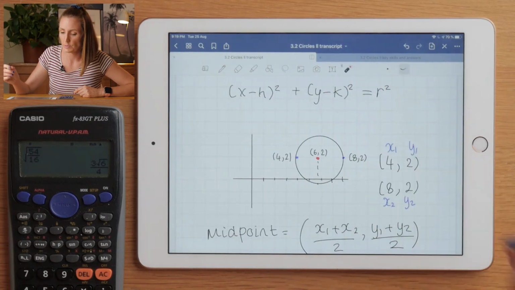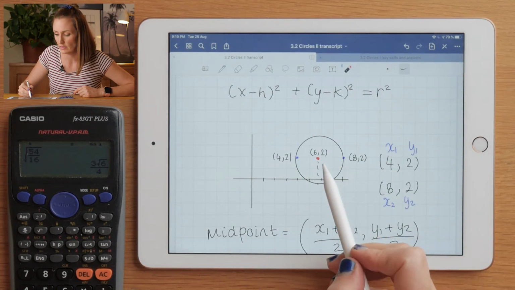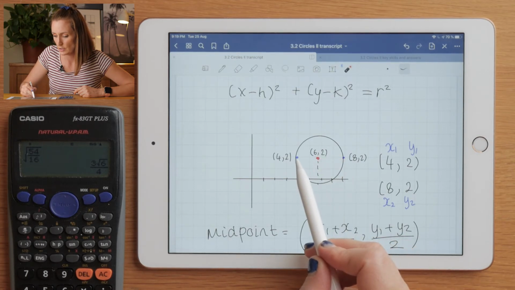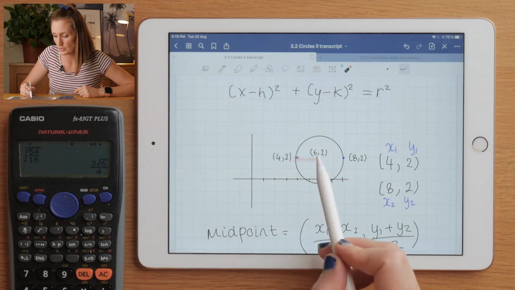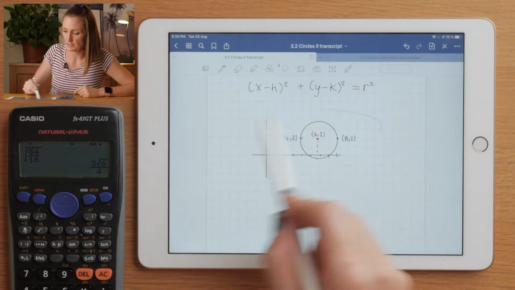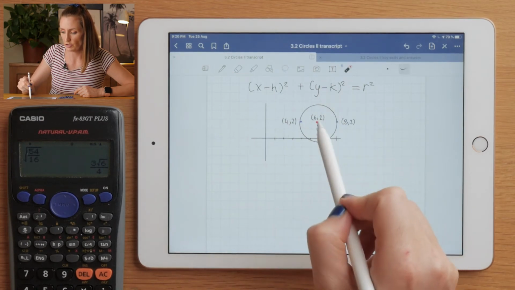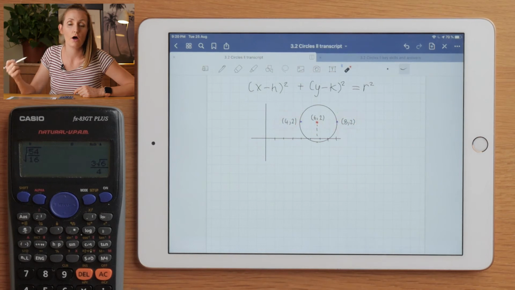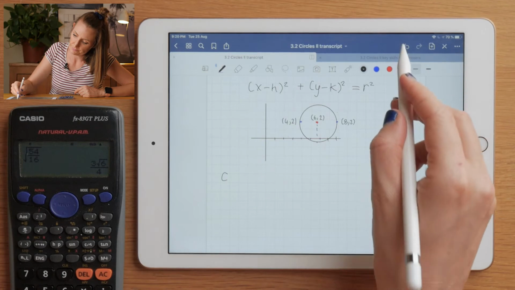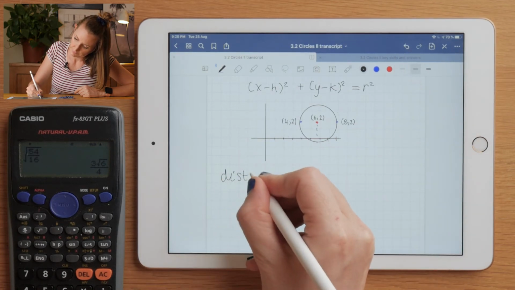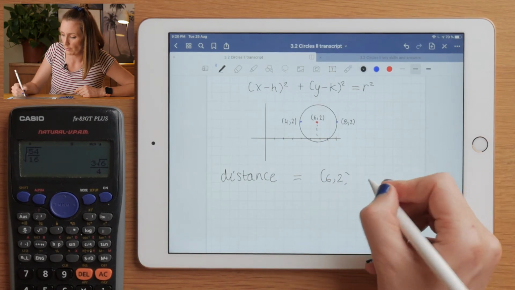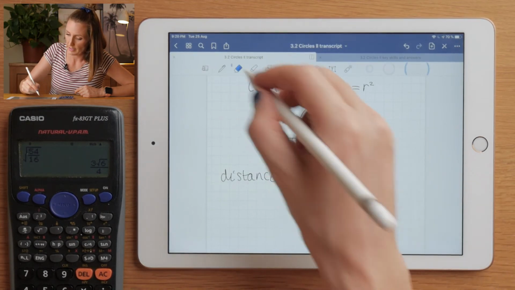Now, in this situation, we wouldn't actually need to use the formula to find the distance because we can just see that the radius must be 2, because it must be 2 to get from 4 to 6. However, if you didn't notice that, once you found the center of the circle, you would take your center and pick one of the 2 points. Only pick one, okay? So you would find the distance between the center, which is (6, 2), and one of the points. I'm going to pick, for example, (8, 2).